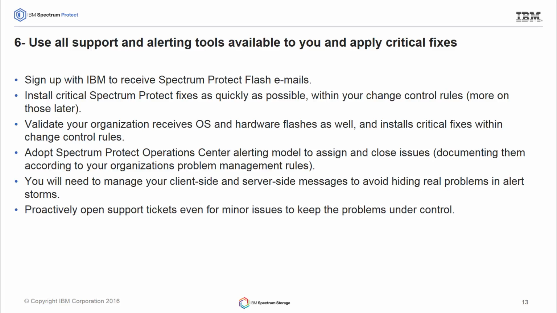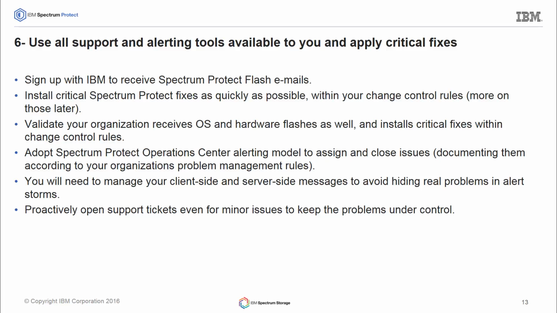Number 6, make sure that you get all the supporting alerting tools. Get the alert flashes from IBM support for TSM and Spectrum Protect. Make sure you've identified all the things you should get alerts for, including Spectrum Protect, the operating system, and anything that's related. Critical fixes need to be tested and applied as quickly as possible. And if you're not responsible for the OS, make sure that the people who are do get those flashes and the hardware flashes.